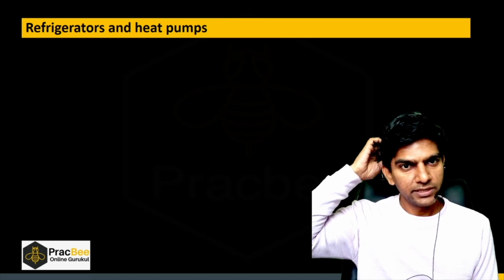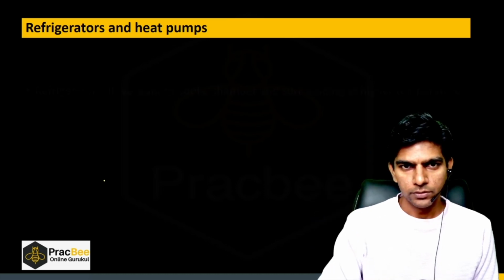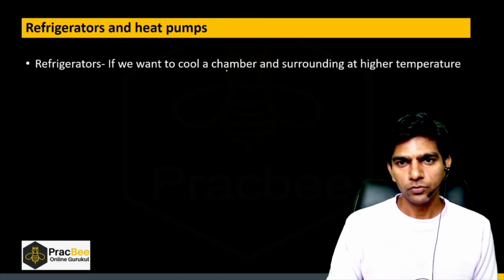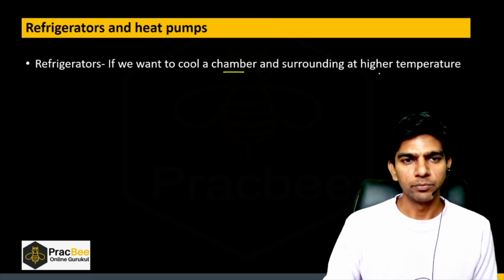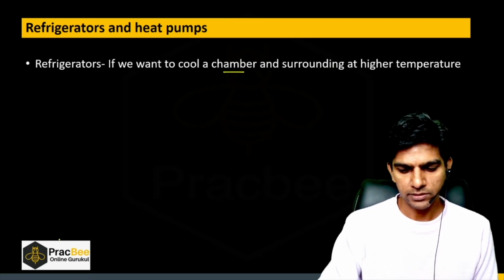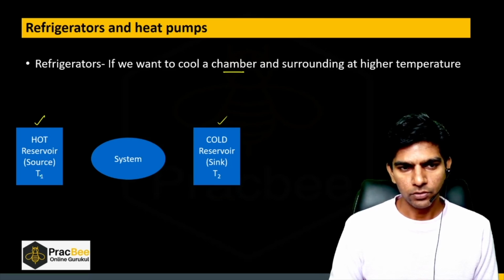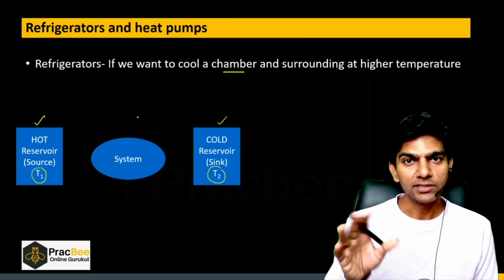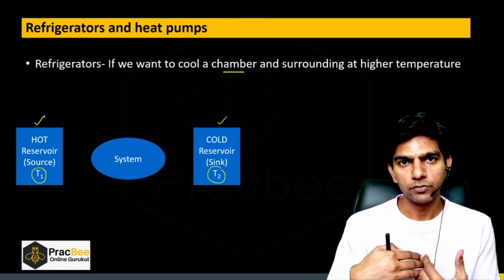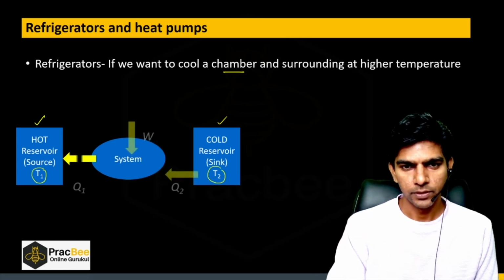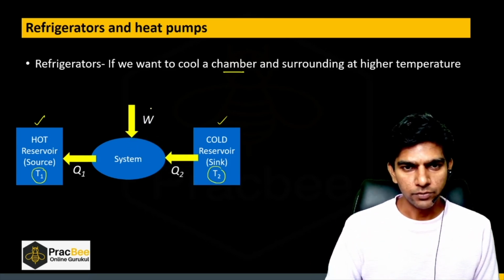Okay, right. So now let us see refrigerators and heat pumps. In a refrigerator, if you want to cool a chamber and the surrounding is at a high temperature, we'll call it a refrigerator. Again, we have a hot reservoir and a cold reservoir. The hot reservoir is at temperature T1, the cold reservoir is at temperature T2. In this case, we are taking heat from the cold reservoir and pumping heat to the hot reservoir. And in doing that, we have to do some work.